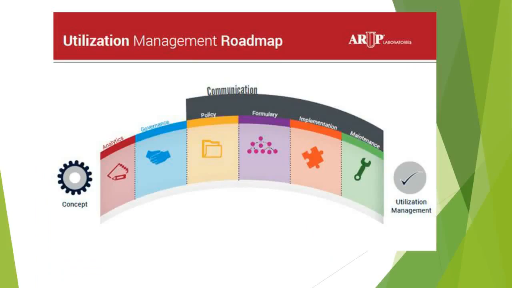Now, I shamelessly have borrowed this diagram from ARUP Laboratories in Salt Lake City. This is kind of a roadmap for what are the various components of utilization management. It starts obviously with a concept at the left to very effective utilization management at the right. But the various components are analytics, governance. When we talk about governance, it has to do with the committee structure and how we manage this. The analytics has to do with the data. But then the policies that you have, the formulary that you develop, how you implement it, how you maintain it. So we're going to follow this as we go through some of the strategies that we're going to talk about.